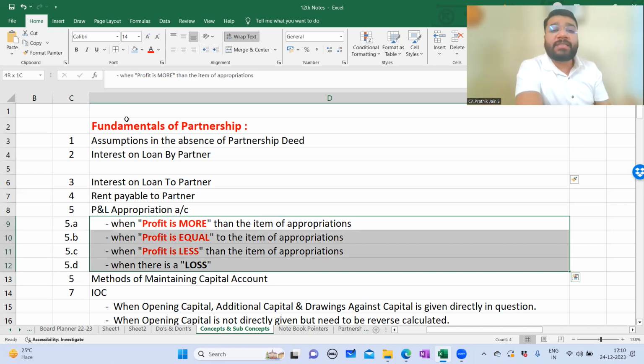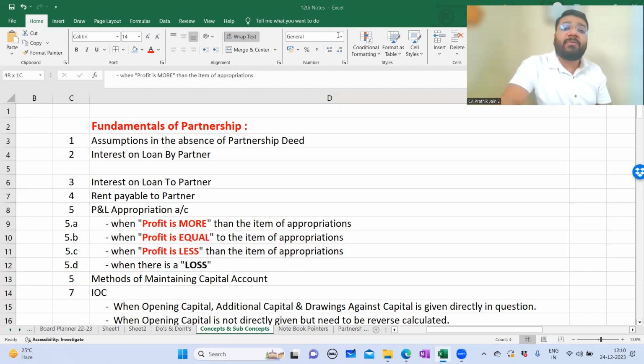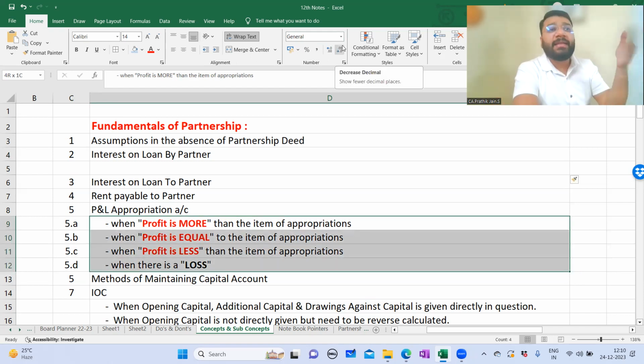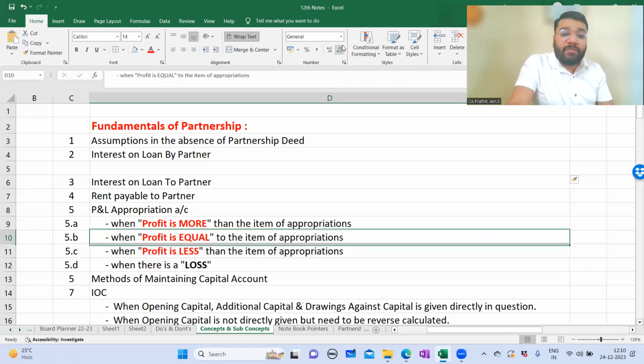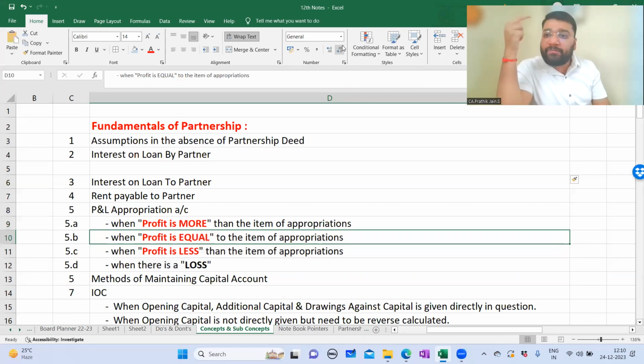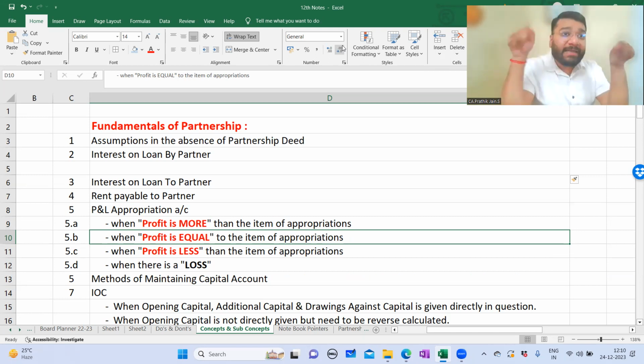When the net profit is more than the items of appropriation, what is an item of appropriation? Salary, remuneration, commission, interest on capital are called items of appropriation. So when the net profit available is more than the items of appropriation, how do you prepare the P&L appropriation account? When the net profit, which is coming from the P&L account, is equal to your items of appropriation, in that case how is the P&L appropriation account prepared?